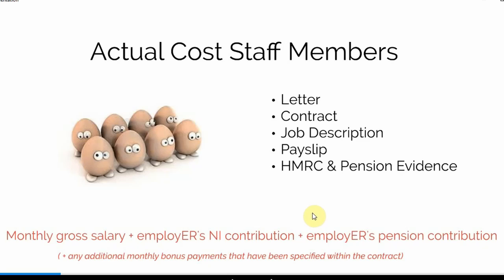The way to calculate an actual cost staff member cost is to take their monthly gross salary, add their employer's NI contribution and their employer's pension contribution. You can also add any additional monthly bonus payments that have been specified within the contract. However, we must have that within the contract supplied.